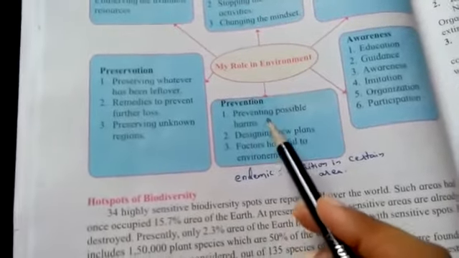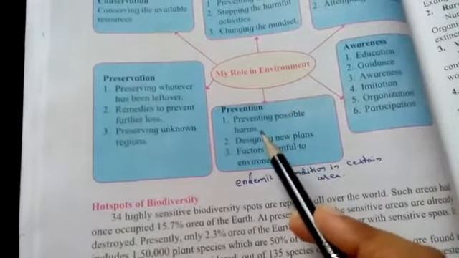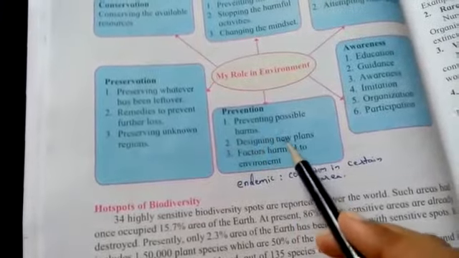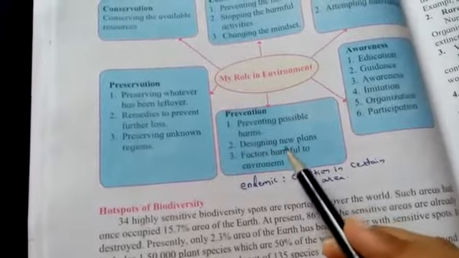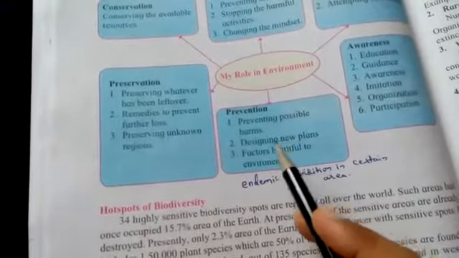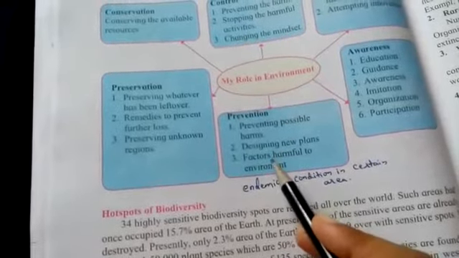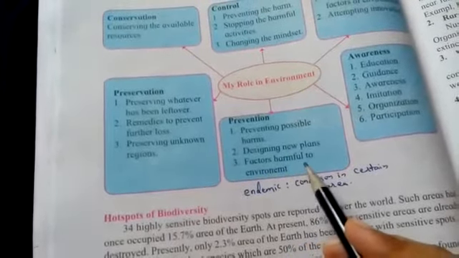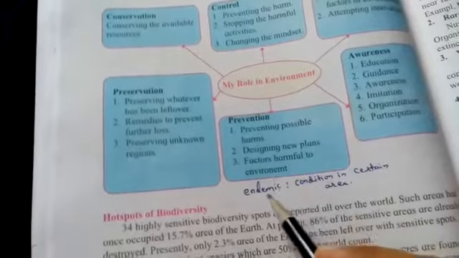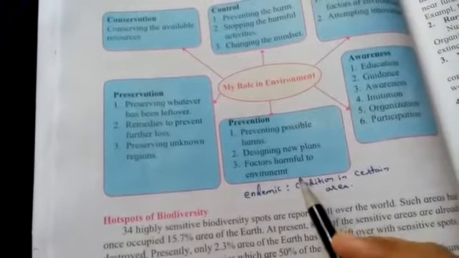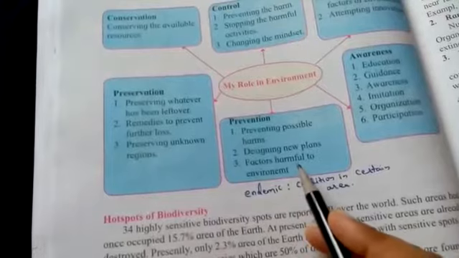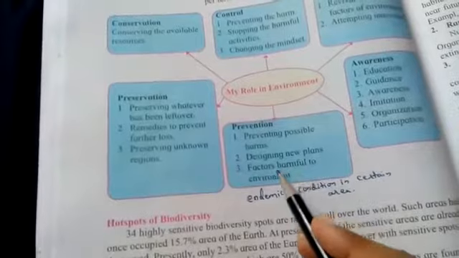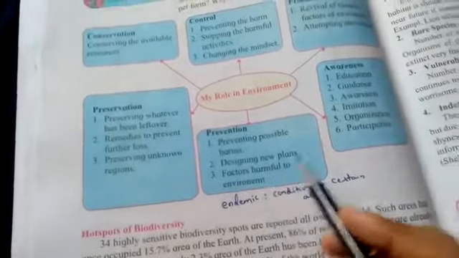Then prevention, we have to prevent whatever harms we can prevent. All those possible harms are to be prevented. Designing new plans, again we have to plan something new for protecting our environment. Then we have to decrease the factors which are harmful to the environment. That means let it be pollution, let it be hunting, or let it be trapping the animals, or let it be disturbing the food chain and all. So these kinds of factors are harmful to the environment, so we have to prevent all those things.